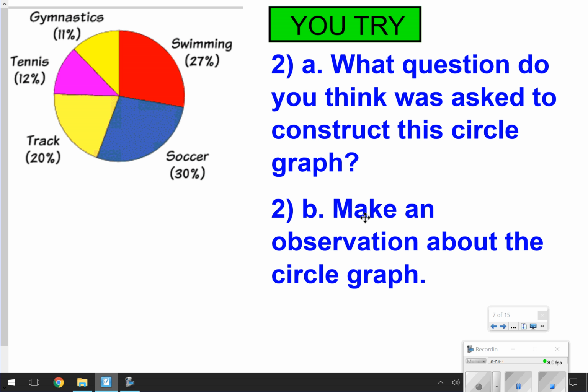Here's your second question that you'll be doing. What question do you think was asked to construct this circle graph? And then 2B, make an observation about the circle graph. Again, you want to take time to pause the video and then come back to us, click play, so you can go on to the next part.